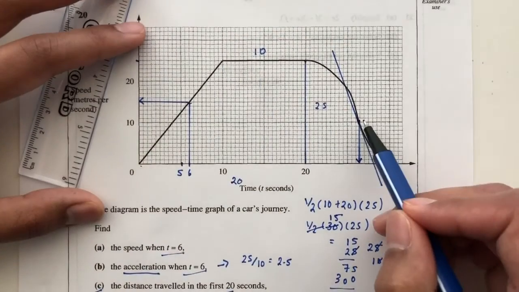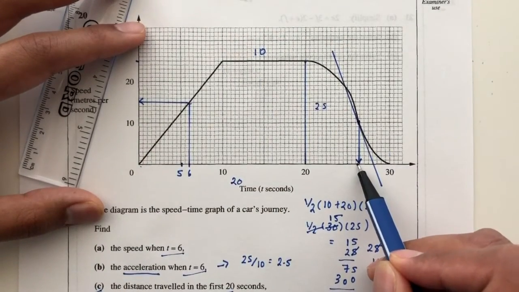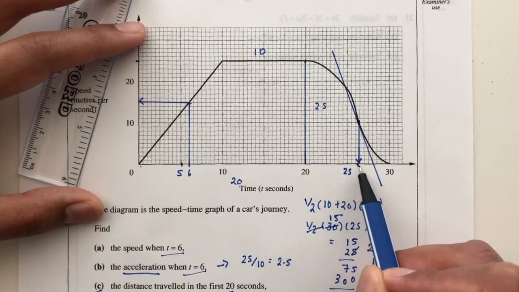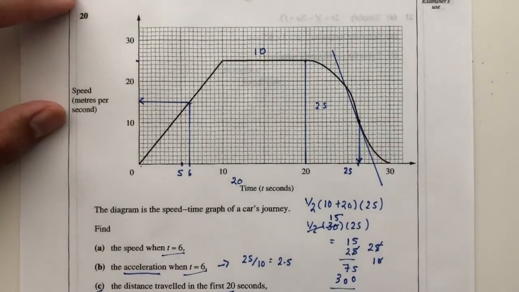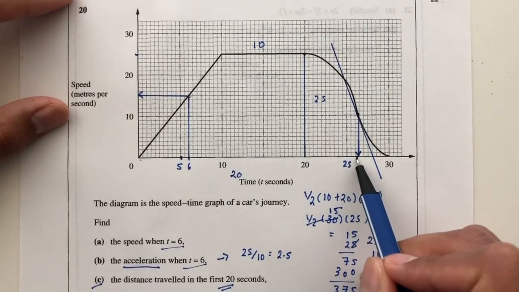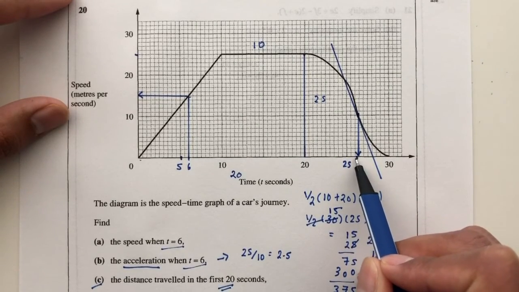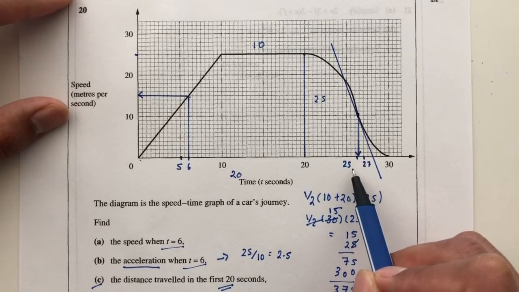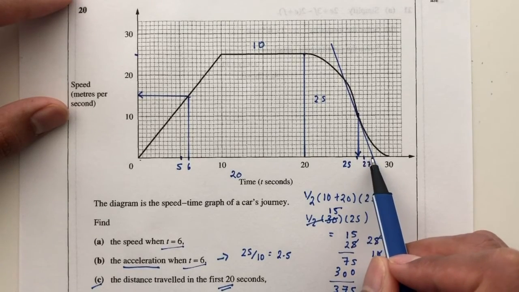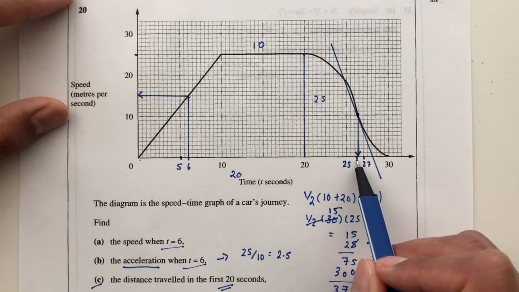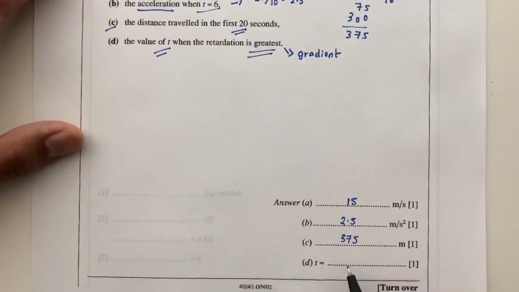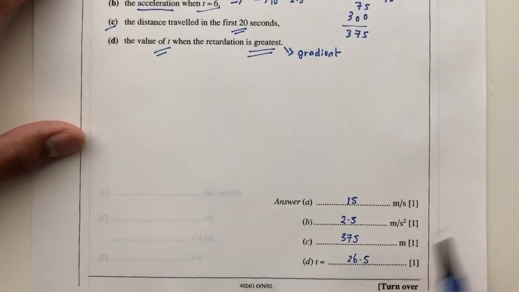So what is this point here? That will be between this one. So this is 25 and this is 26, 27. No, actually 26 is here, 27 is here. So in between we have 26.5. So time will be 26.5.